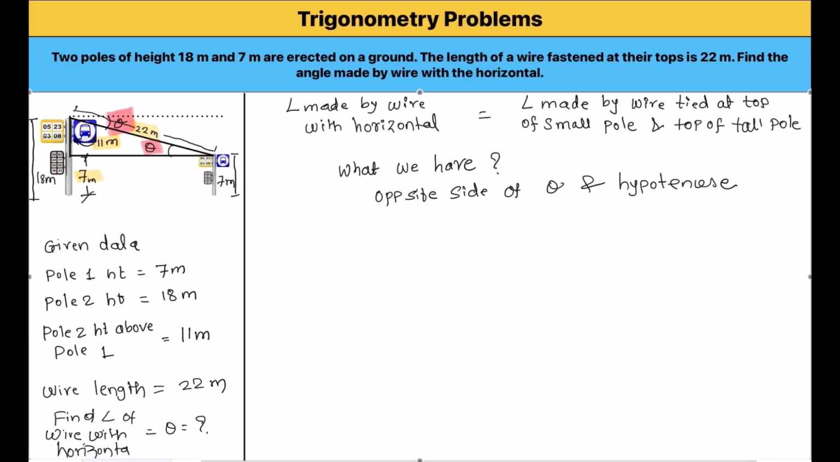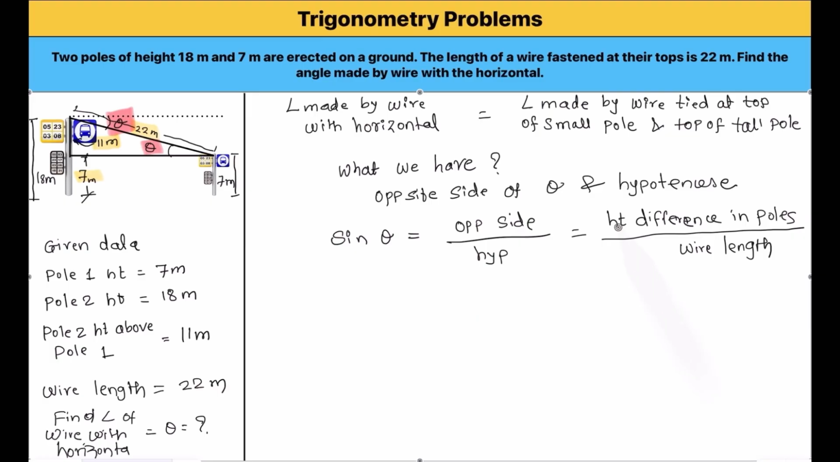So in terms of trigonometry, what do we have? We have the opposite side of angle theta, 11 meters, and we have hypotenuse, 22 meters. So which trigonometric ratio would you use? That's correct, sine theta, opposite side upon hypotenuse, which is nothing but height difference in poles upon wire length. So sine theta is equal to 11 upon 22. Height difference is 11, wire length is 22. So sine theta is 1 upon 2.